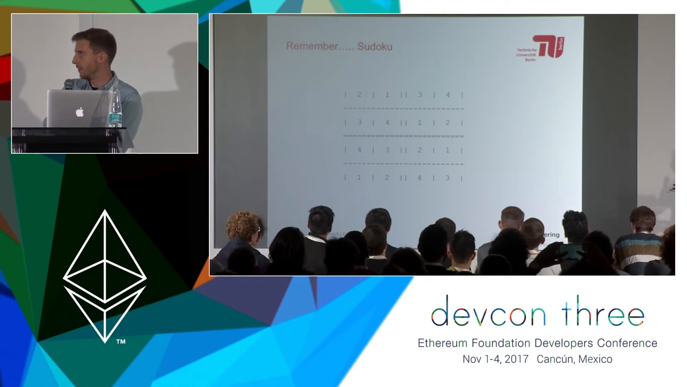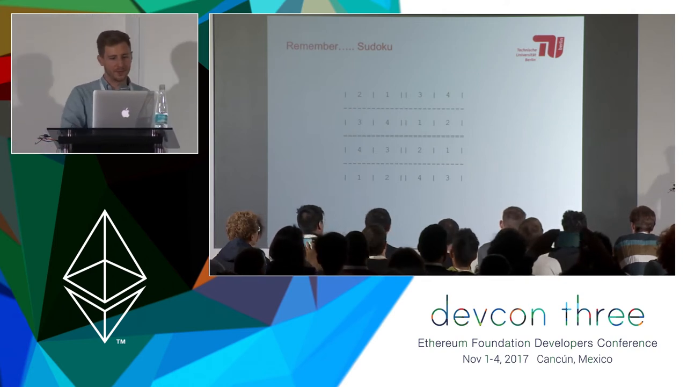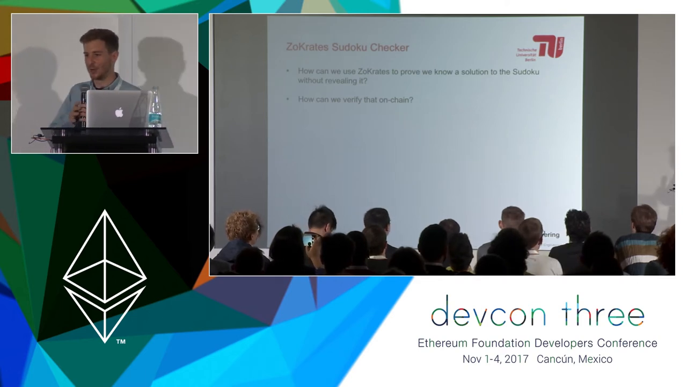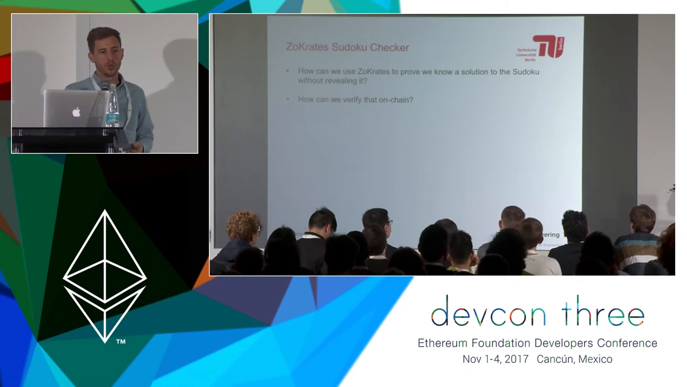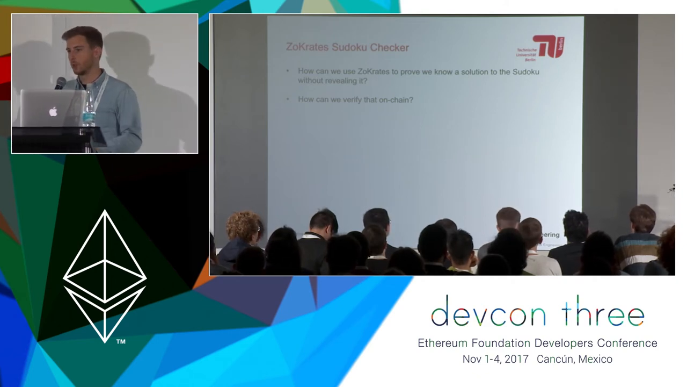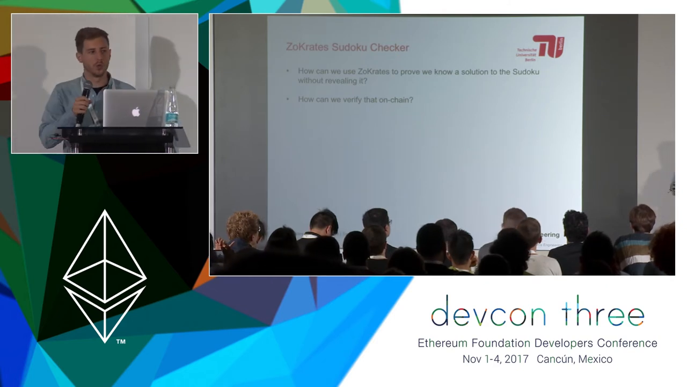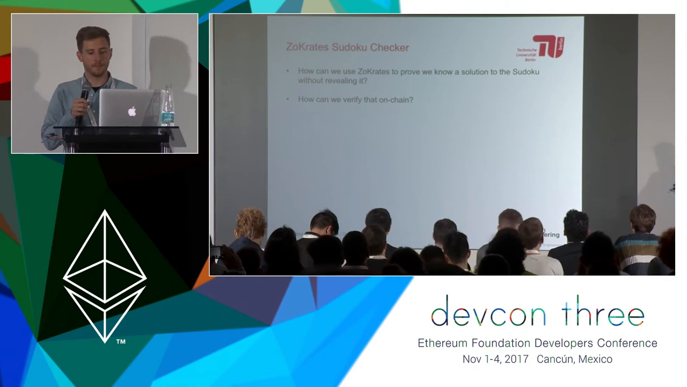So here we have a given solution. I just copied that from Christian. I didn't find it myself. So the question now is, how can we use ZoKrates to prove we know a solution to the Sudoku system without revealing it to the public? Essentially, we want to show that there is a solution for a given system. And how can we verify that on-chain?